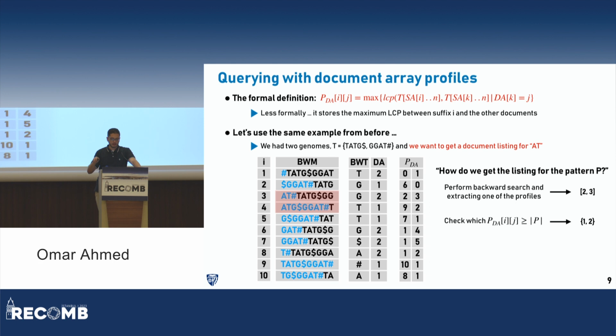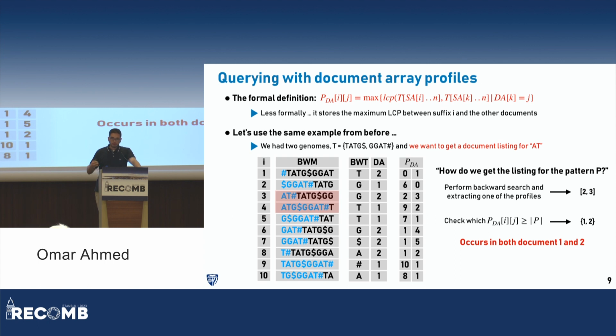So in this case, our pattern is AT, so the length is 2. We scan through and realize that 2 is greater than or equal to 2, and 3 is greater than or equal to 2. That means it occurs in both document 1 and document 2. So that's our document listing.